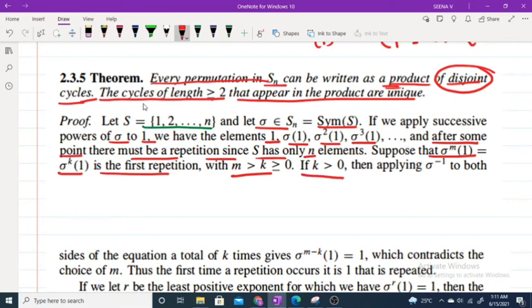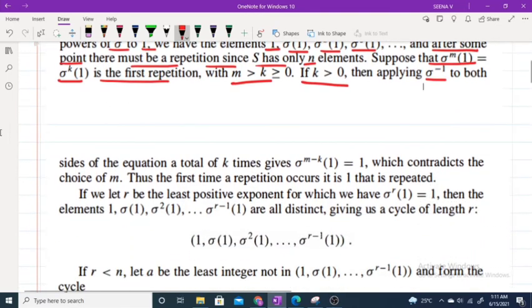If k is greater than 0, then apply sigma inverse to both sides of the equation a total of k times, then sigma raised to m minus k of 1 equals 1. We have done this in our example.